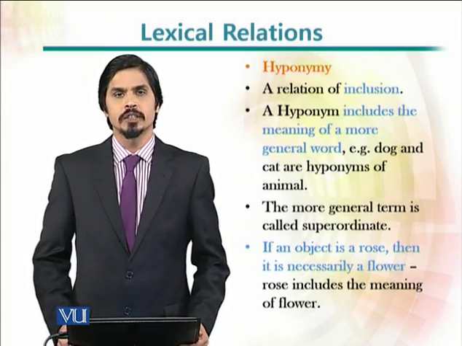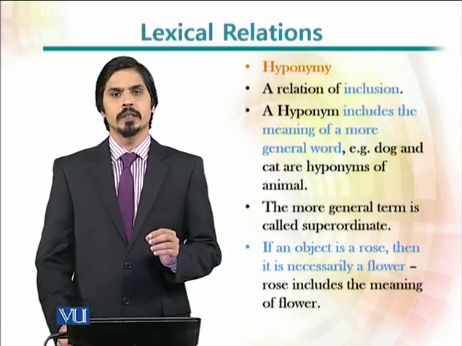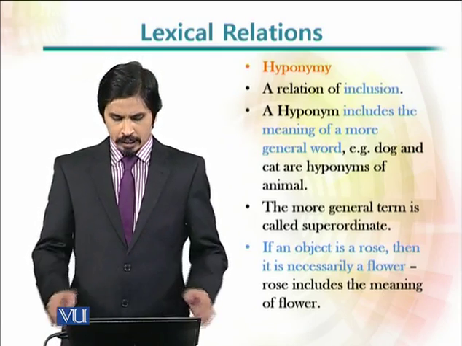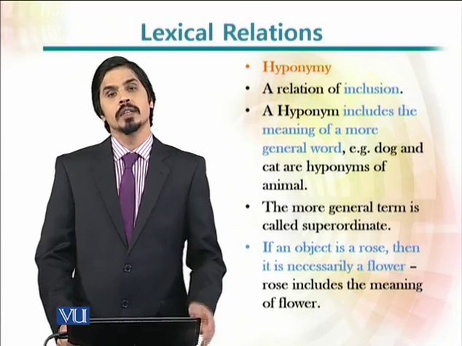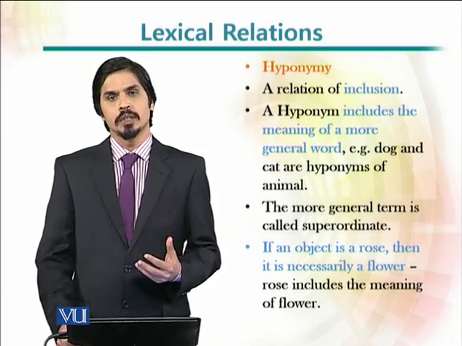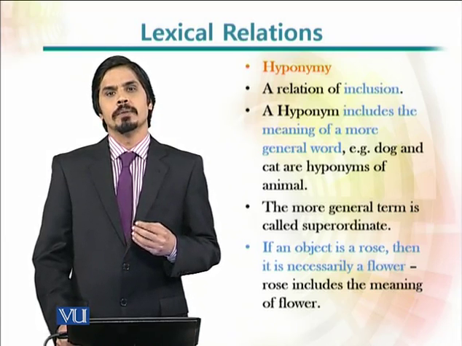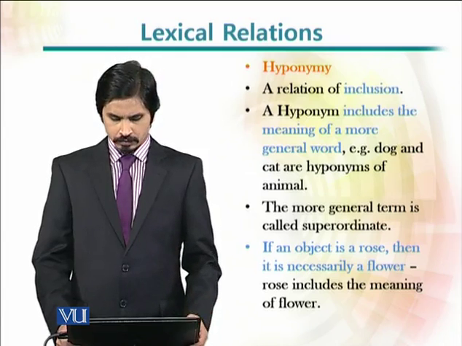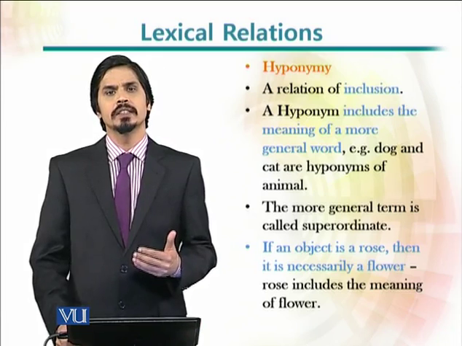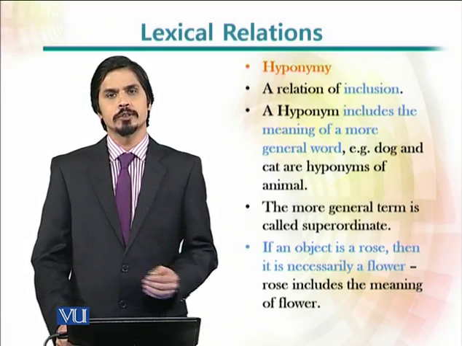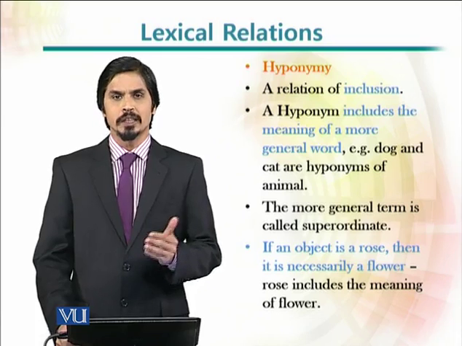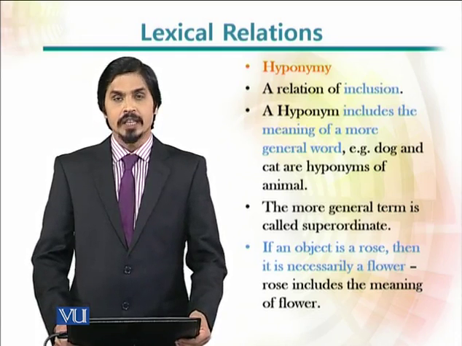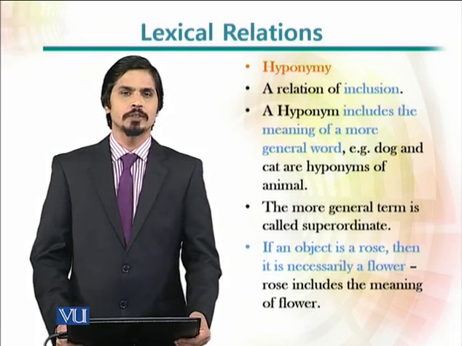Hyponymy is another important relation which is based on the relationship of inclusion, where the meanings of one word are included in the meaning of another. And it's usually the meanings of a more general word that are included. For example, the meanings of animal are included in the words cat and dog. And the term whose meaning is included is usually termed as superordinate, while the other term which includes this meaning is called the hyponym. For example, if an object is a rose, it has to be a flower.